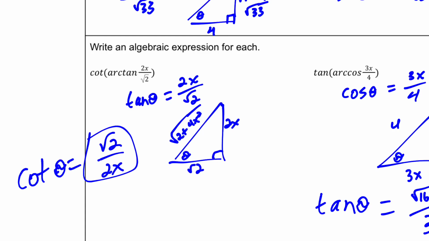Next up, given this ratio, tangent of theta is 2x over root 2. I put theta there, and I have 2x over root 2. To figure out my hypotenuse, that's the square root of this side squared, which will give me 2, plus this side squared, which would give me 4x squared, because 2 squared is 4, x squared is x squared. And if I want to find the cotangent, I have to think about that opposite over adjacent and flip it.